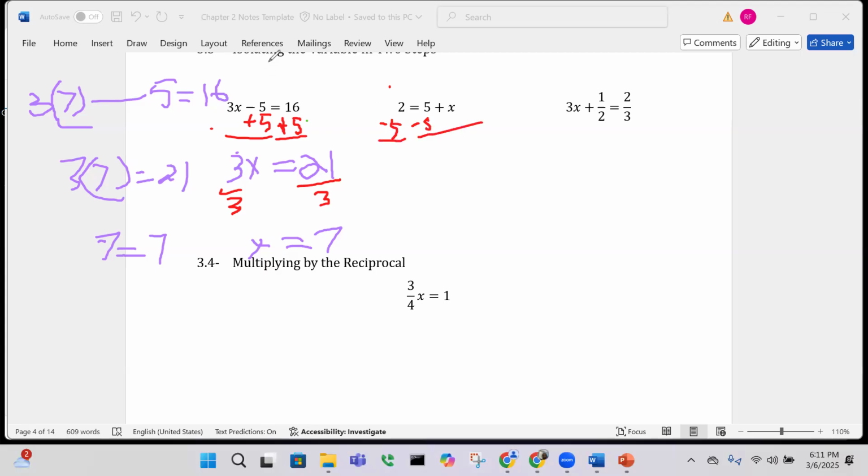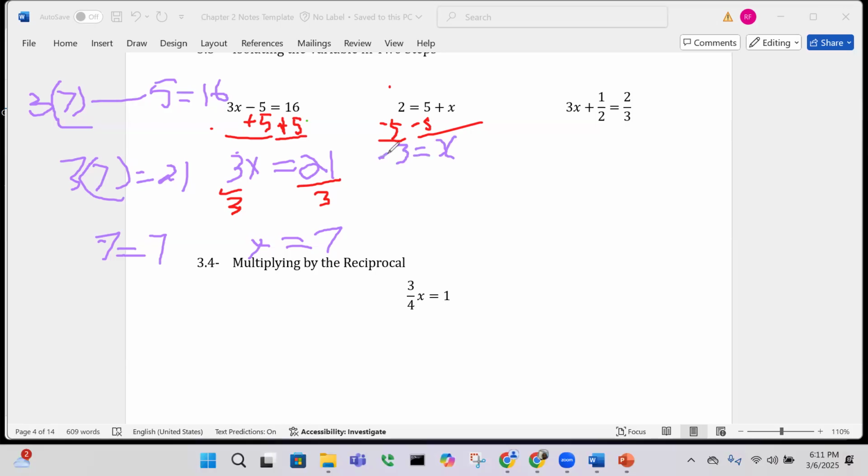So the next step, on this side would be x plus 0. I'm not going to write the 0. And x plus 0 on the right. 5 minus 5 is 0, and then 2 minus 5 is minus 3.